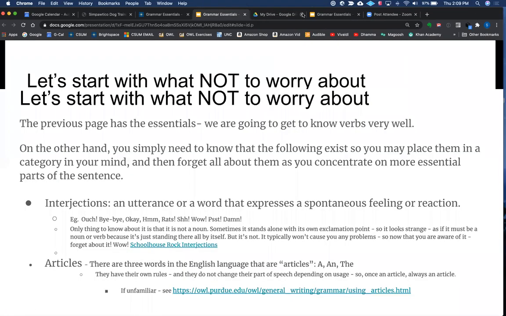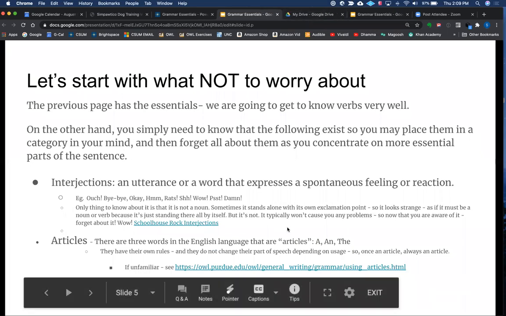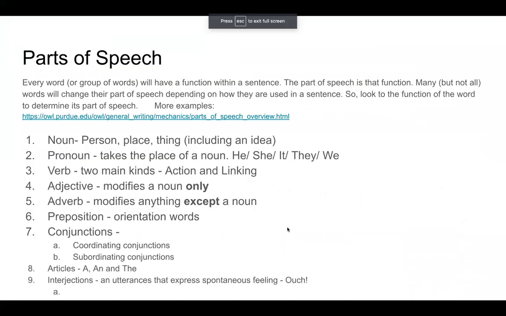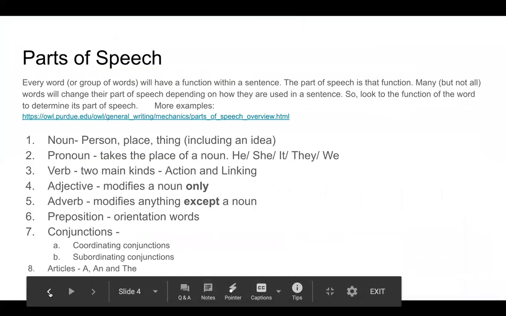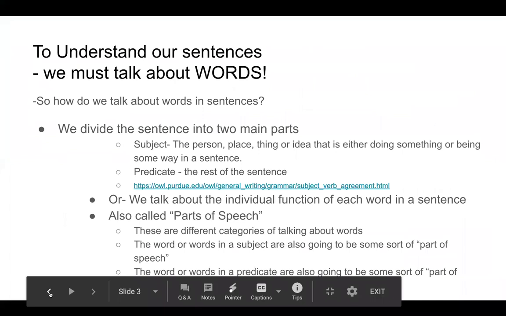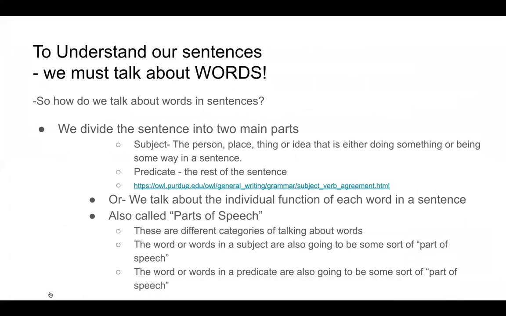So you get the point. There's interjections. We don't have to really worry about interjections. That's one of the parts of speech that we're not going to spend a whole lot of time on. I want you to be kind of aware that that's one of the things that they are available on.